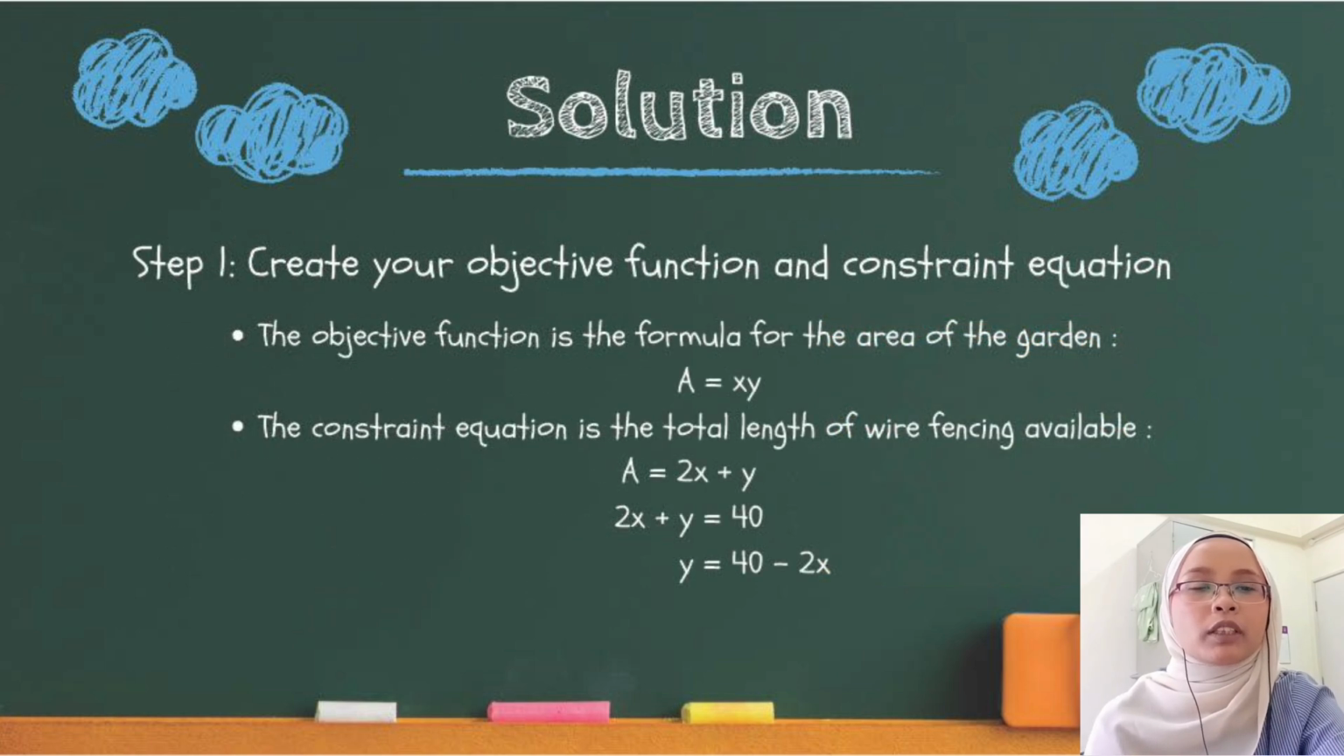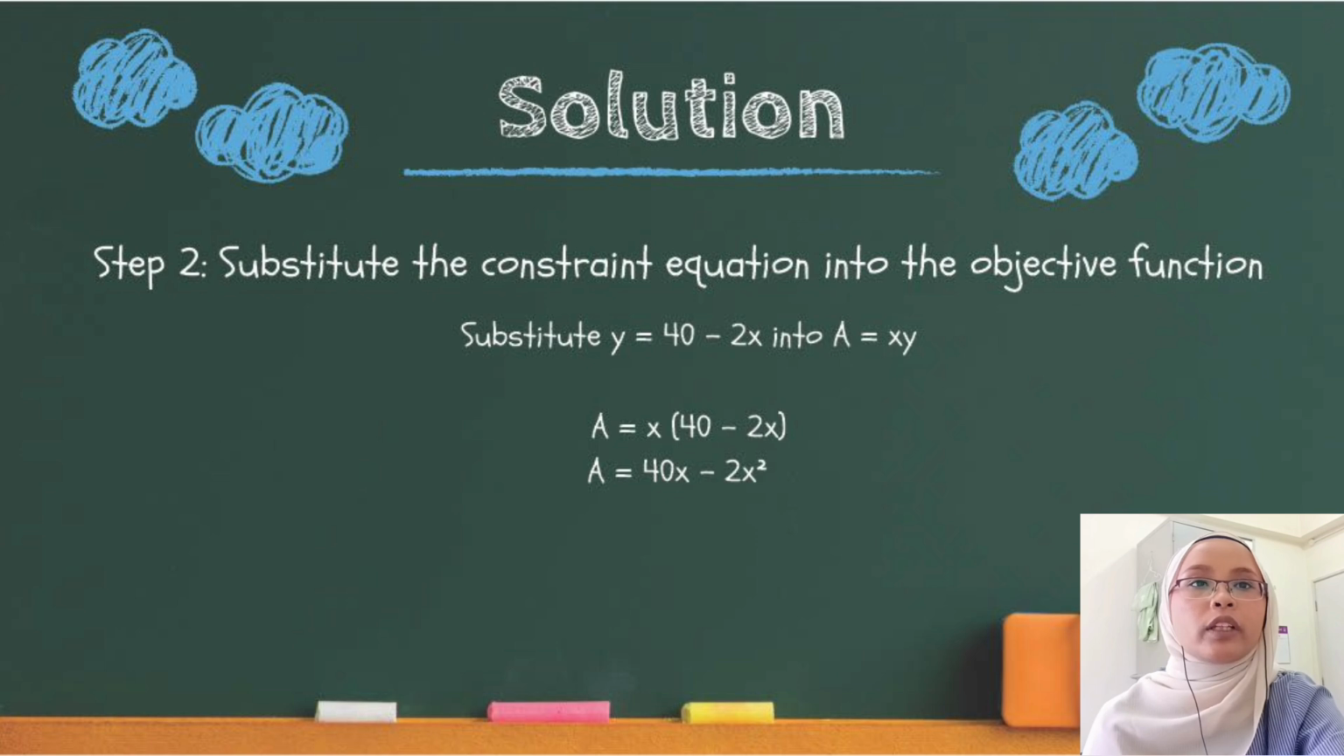First, we want to maximize the area, so our objective function is A equals S times Y. Since the fencing forms the perimeter of the other three sides, our constraint is 2S plus Y equals 40. We rearrange to solve for Y, giving us Y equals 40 minus 2S. Next, we substitute Y equals 40 minus 2S into the area formula. When we expand, it becomes A equals 40S minus 2S squared.